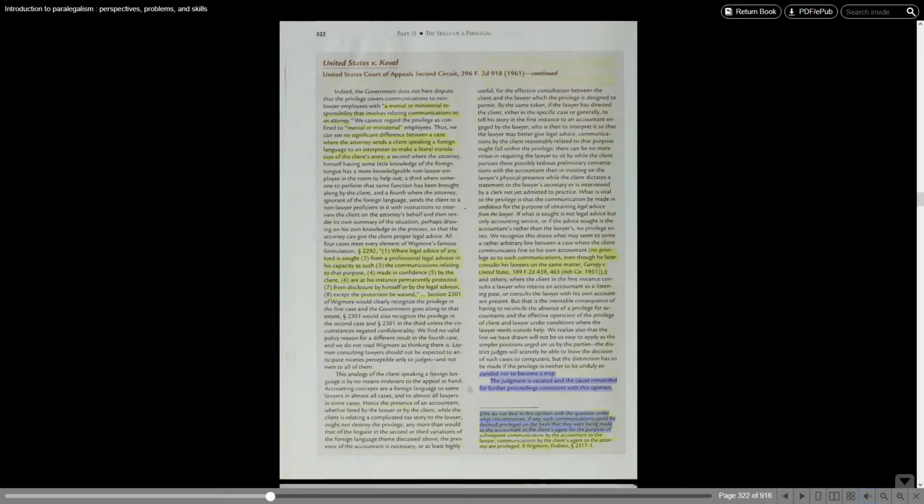Consistent with this opinion, I do not deal in this opinion with the question under what circumstances, if any, such communications could be deemed privileged on the basis that they were being made to the accountant as the client's agent, for the purpose of subsequent communication by the accountant to the lawyer. Communications by the client's agent to the attorney are privileged. 8 Wigmore, Evidence, 2317-1.